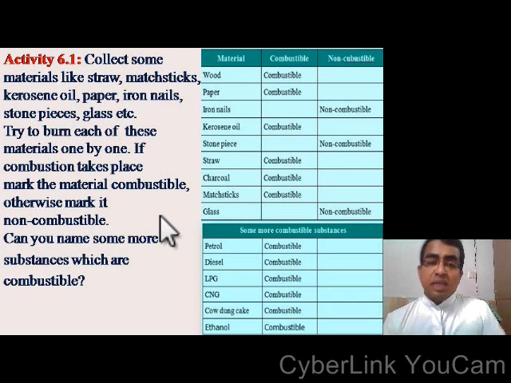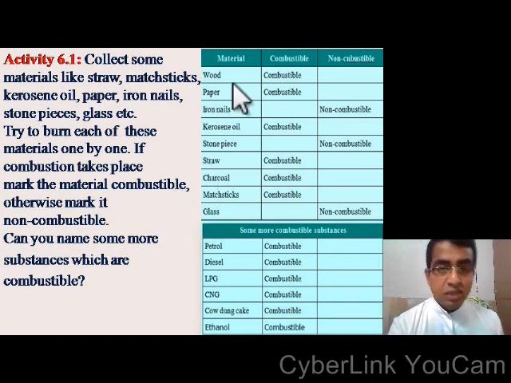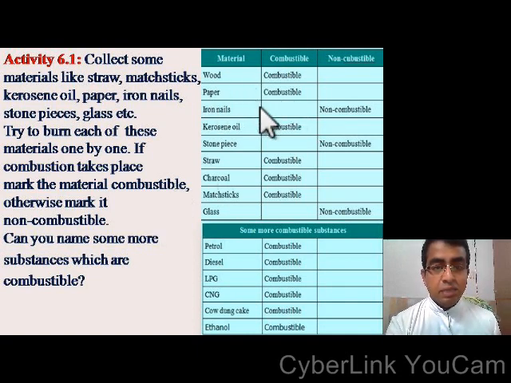So let's go for an activity. Collect some materials like straw, matchsticks, kerosene oil, paper, iron nails, stone pieces, glass, etc. Try to burn each of these materials one by one. If combustion takes place, mark the material combustible, otherwise mark it non-combustible. Let us see. The wood is combustible, paper is combustible, iron nails are non-combustible, kerosene oil is combustible, stone piece is non-combustible, straw is combustible, charcoal is combustible, matchstick is combustible, glass is non-combustible.